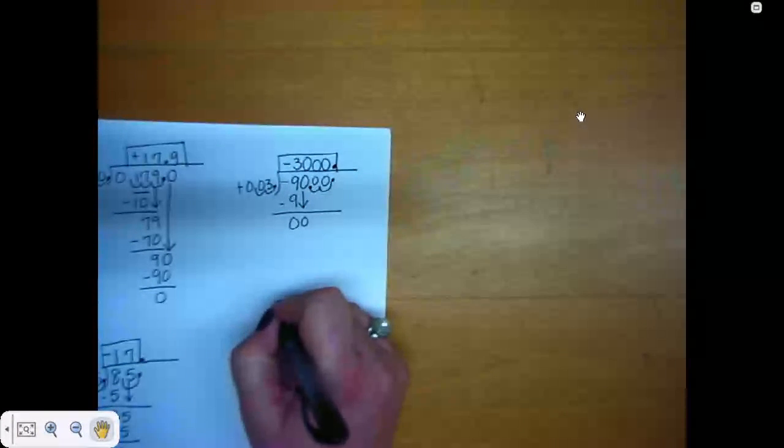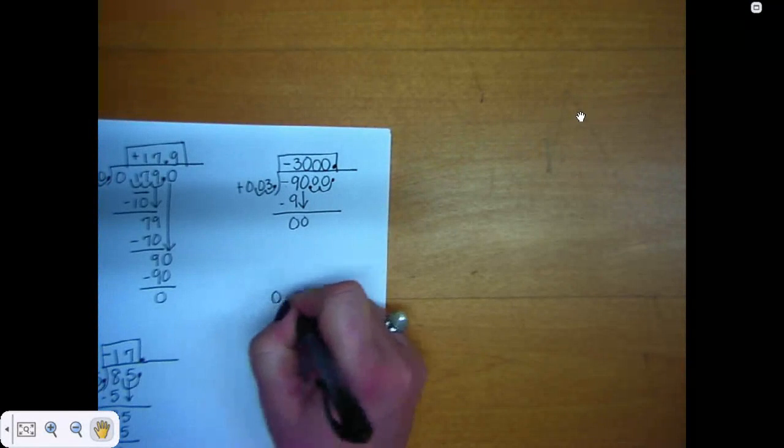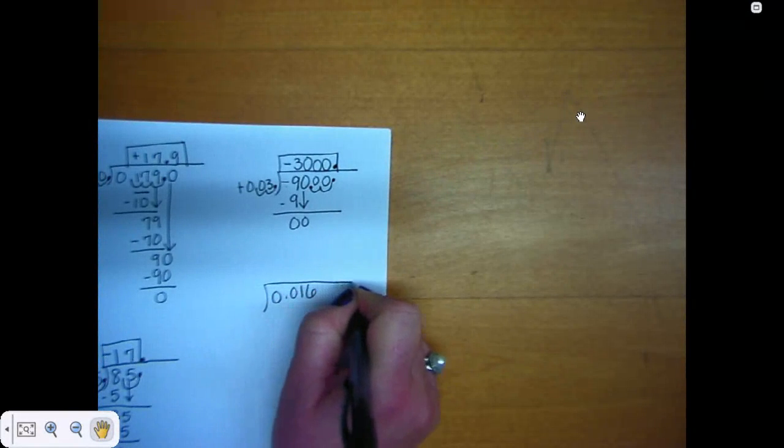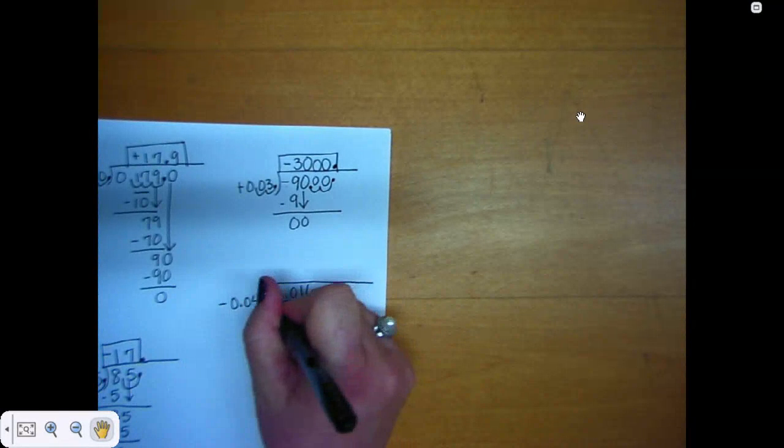Okay, let's try another one. This time, let's try 0.016 divided by 0.04. And let's make these both negative.